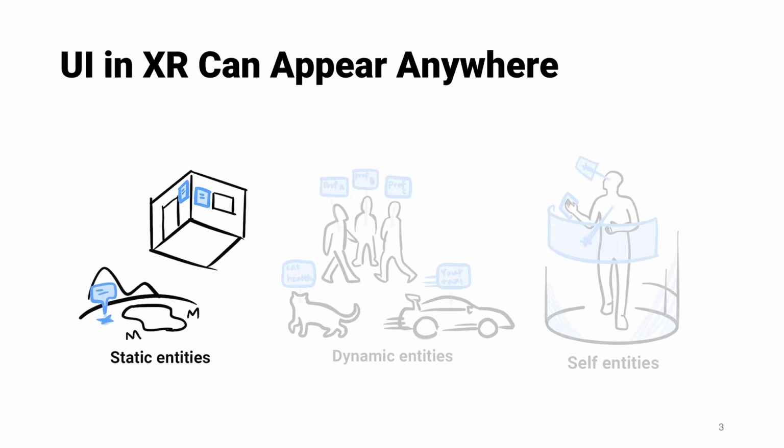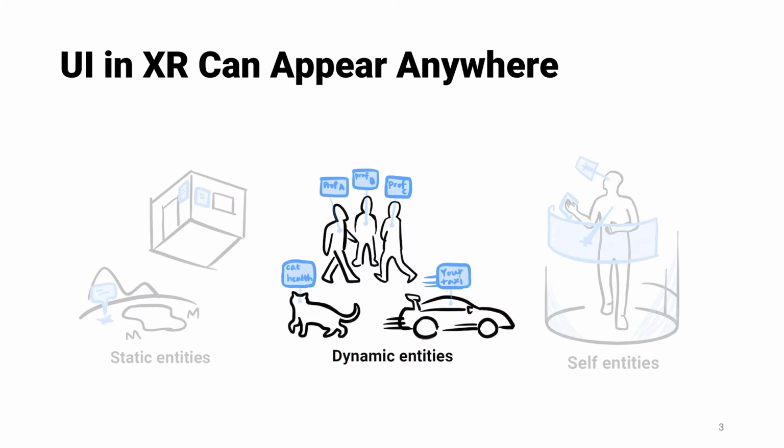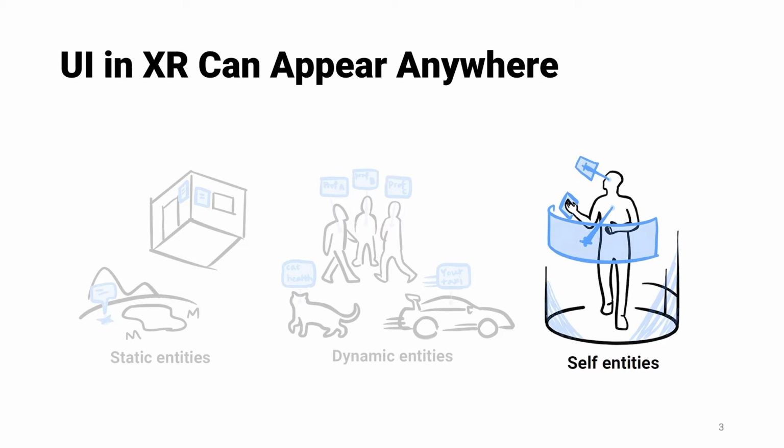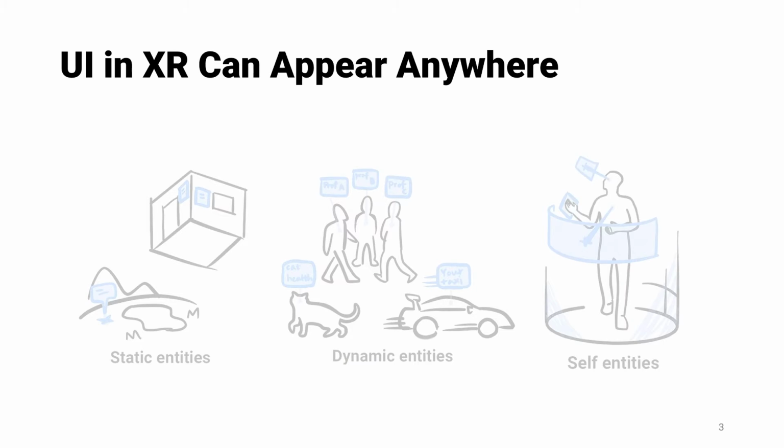Static entities, which means fixed objects or surfaces like walls or tables. Dynamic entities, such as living beings and moving objects, like moving people or animals. Self-entities, which include head zone, torso surround, and hand area in my personal space.